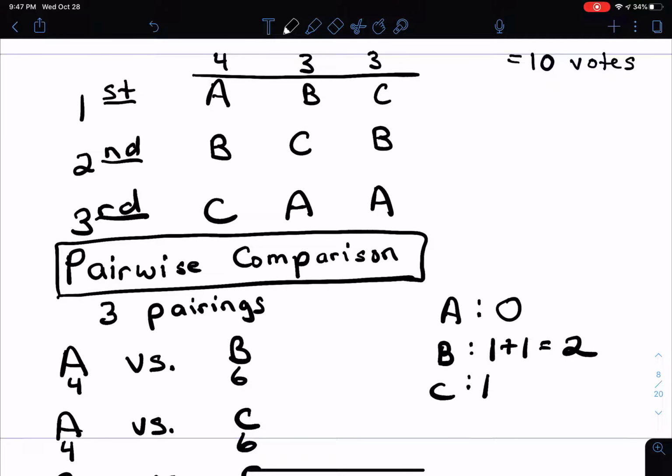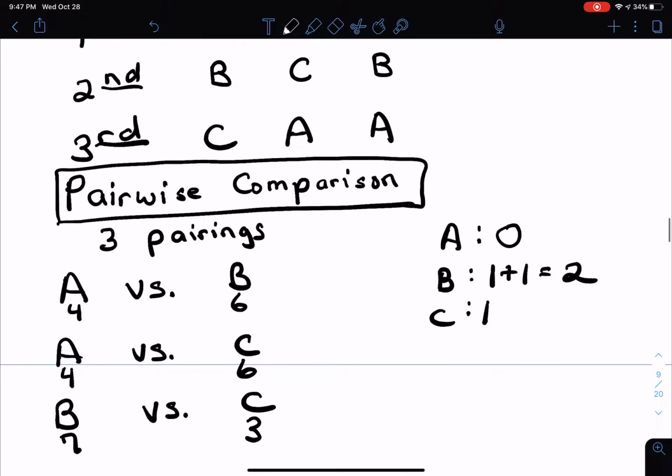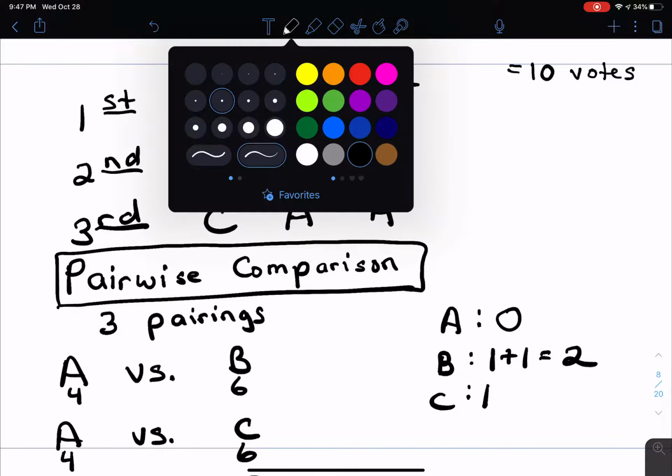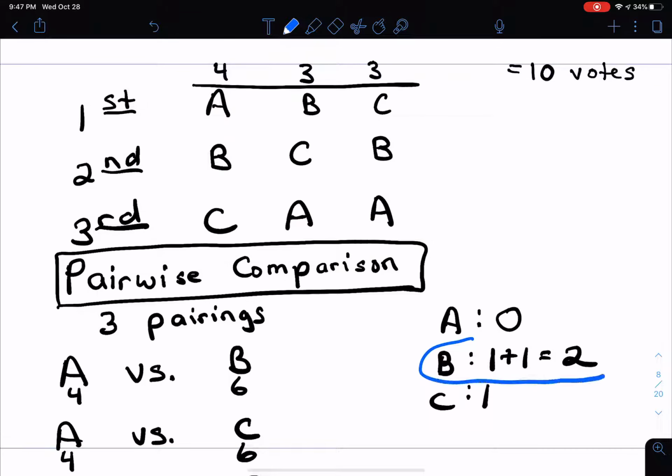Yeah, B is above C for 7. C is above B for 3. All right. So in this one, B had the most points. So B is the winner in the head-to-head comparison. So according to this head-to-head criterion, no matter what other voting method we use, B should still come out the winner.